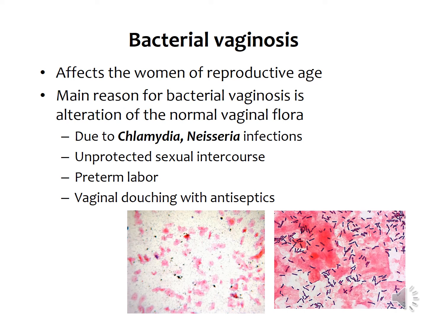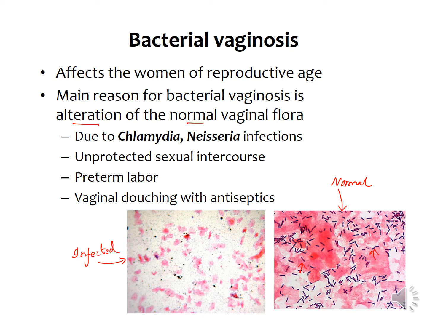This is bacterial vaginosis. That means some bacteria cause vaginal infection in women, and the main reason for bacterial vaginosis is the alteration of the normal vaginal flora. If you see here, this is the normal vaginal flora, and this is the infected vagina, where you can't see any normal vaginal flora.